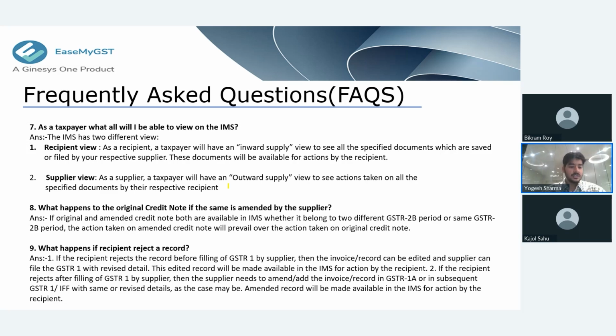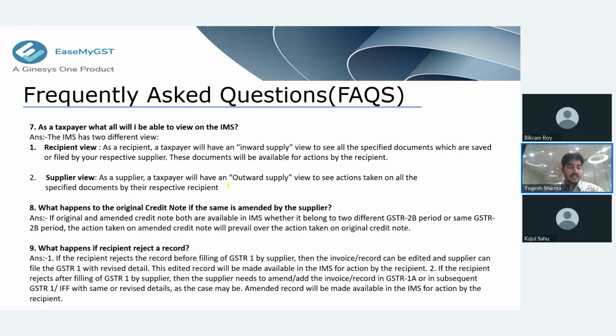Now in the 8th question, what happens to the original credit note if the same is amended by the supplier? If original and amended credit note both are available in IMS, whether they belong to 2 different GSTR 2B periods or the same GSTR 2B period, the action taken on the amended credit note will prevail over the action taken on the original credit note. So we will be getting the latest action on the amended credit note.